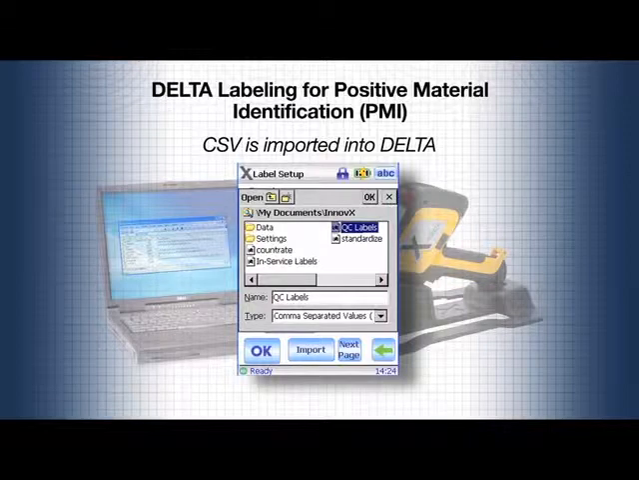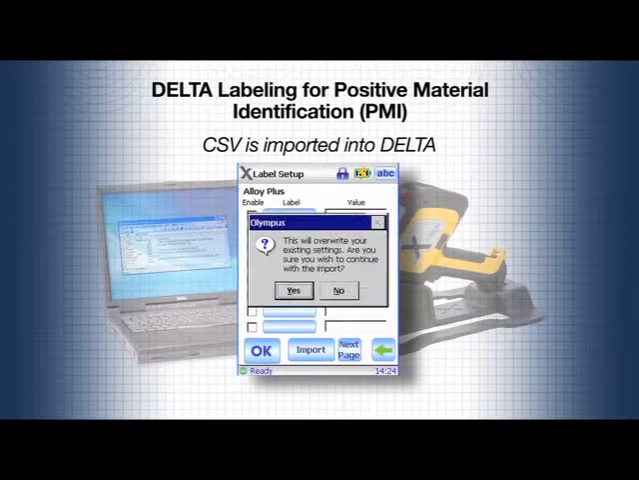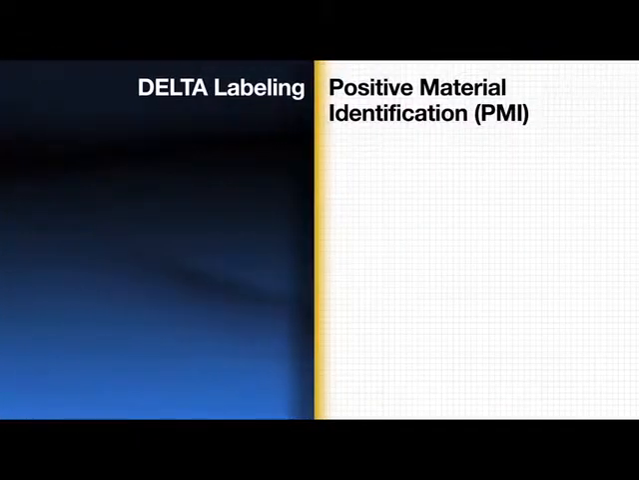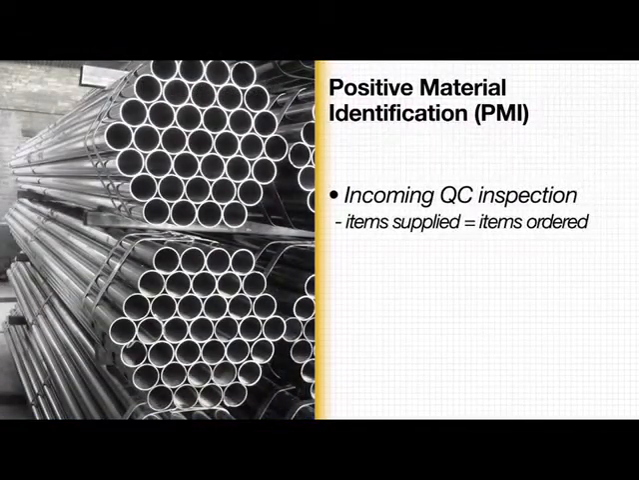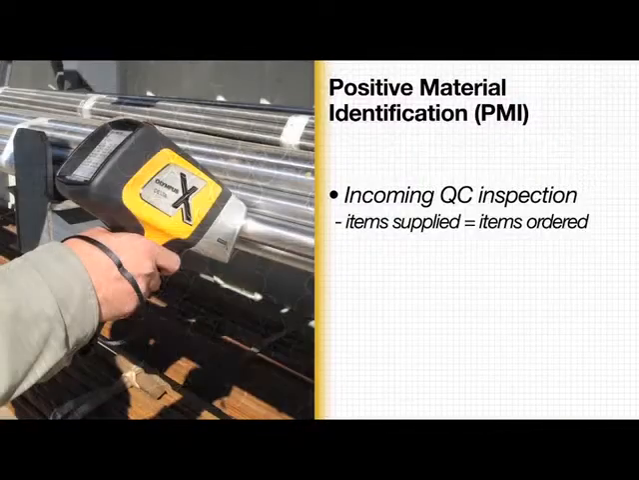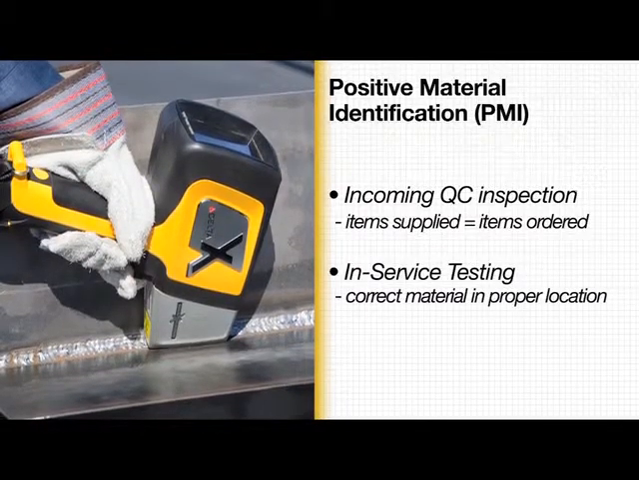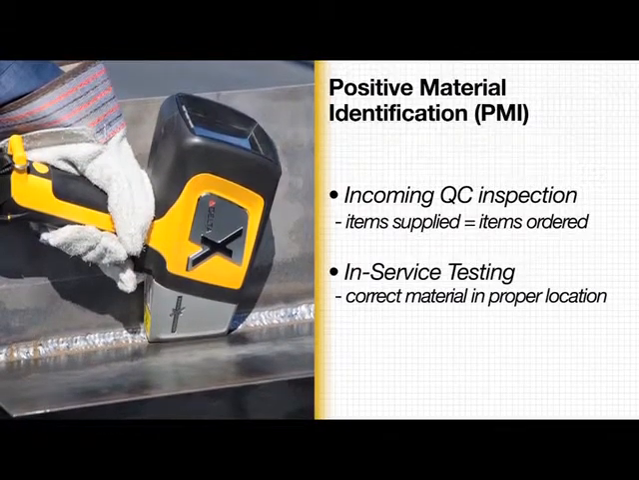You can have multiple label files on the Delta and choose the one you need for the tests you are about to run. The Delta labeling feature is extremely helpful in PMI situations such as incoming QC inspection, where the items supplied need to be tested to make sure they are the items ordered, and in-service testing to ensure that the correct material is being used in the proper location.